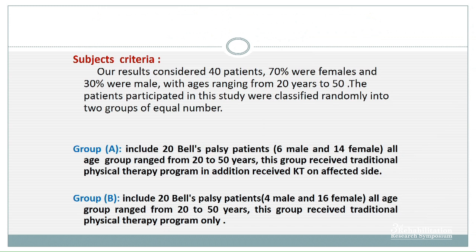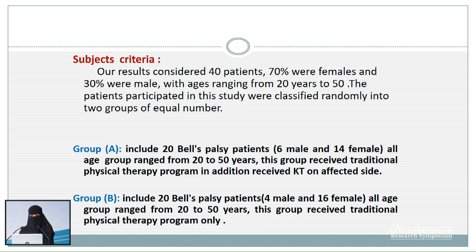Our result considered 40 patients, 70% were female and 30% were male, with age range from 20 years to 50. The patients participated in this study were classified randomly into two groups of equal number. Group A includes 20 Bell's palsy patients, 6 male and 14 female, all age group range from 20 to 50 years.